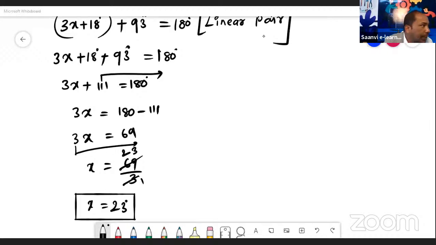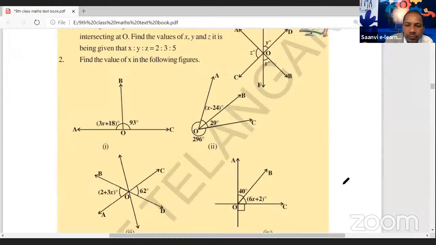And see the second one. Observe the second figure, children. If we observe the second figure, three angles are formed here at the point O. Here 29 degrees, here x minus 24 degrees, and here one more angle, 296 degrees. Observe how these angles are formed. These angles are all formed around this point O, isn't it? These three angles are formed around the point O, right?